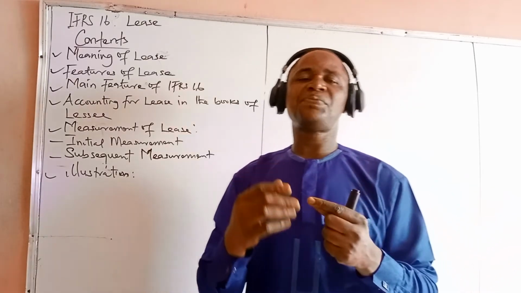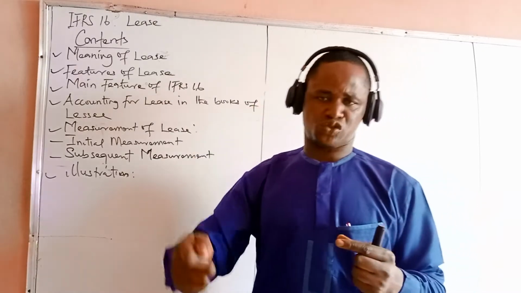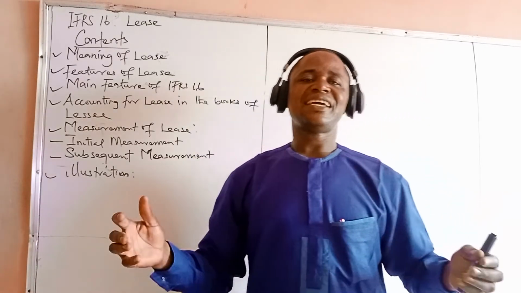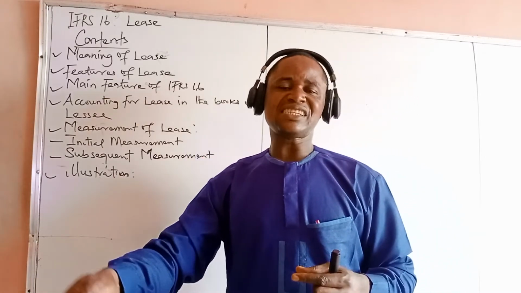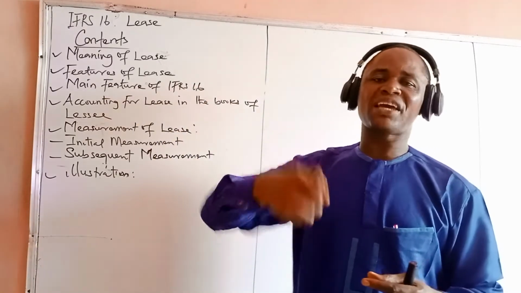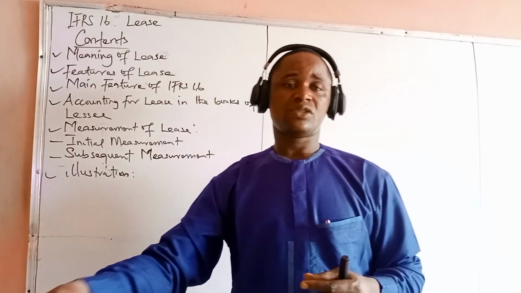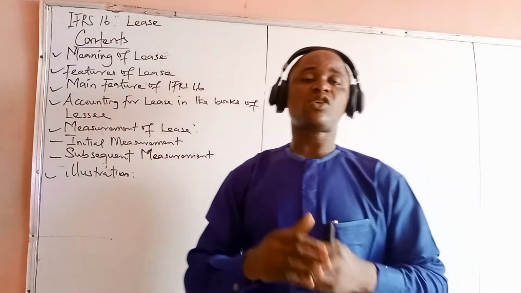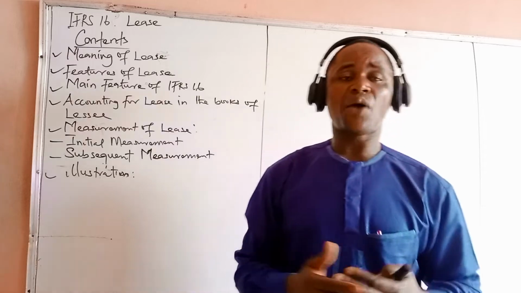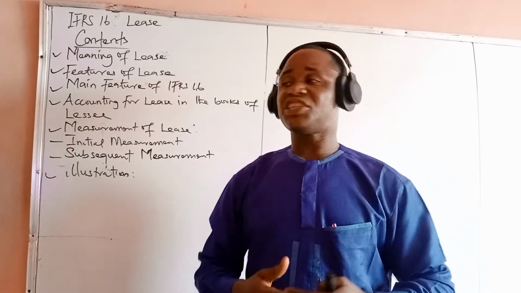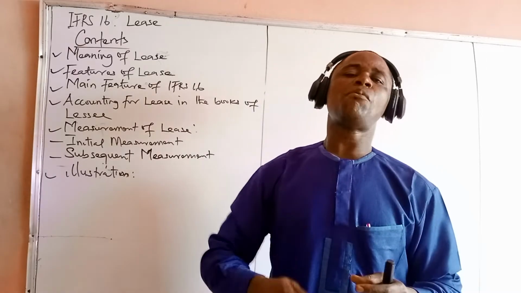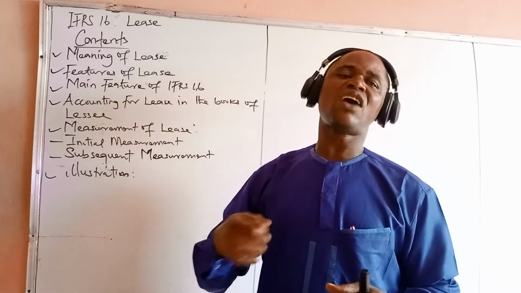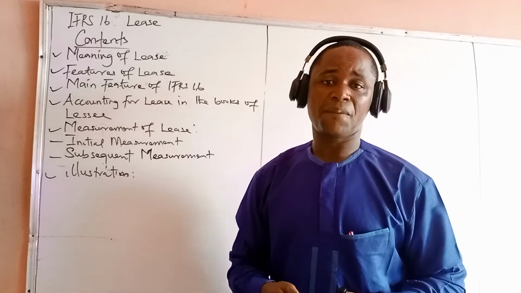Two, there must be a right of use. Yes, the contract must contain the right of use. That is, there must be a right to make use of the asset. Number three, there must be consideration. Consideration is the money you pay to the owner of the asset.